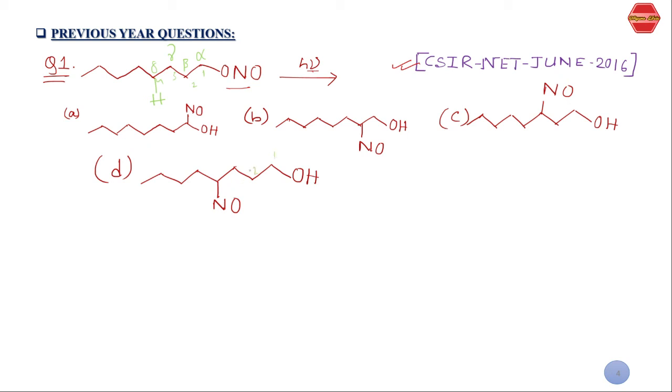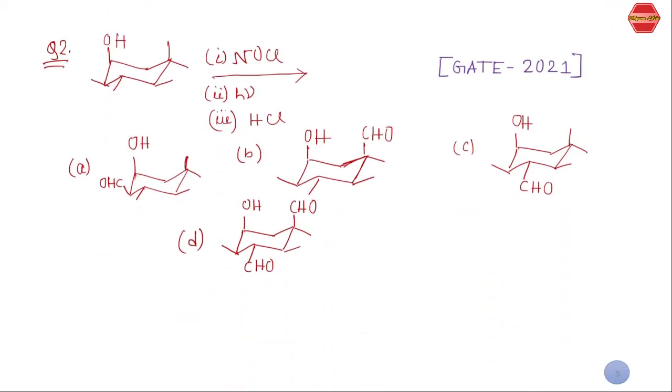So this is your 1, 2, 3, and 4. Here is your NO group. So this is our major product of this reaction. This is quite simple, and I guess this question came for 4 marks. So let's see how simple the question was if you do this topic, this Barton nitrite ester reaction.